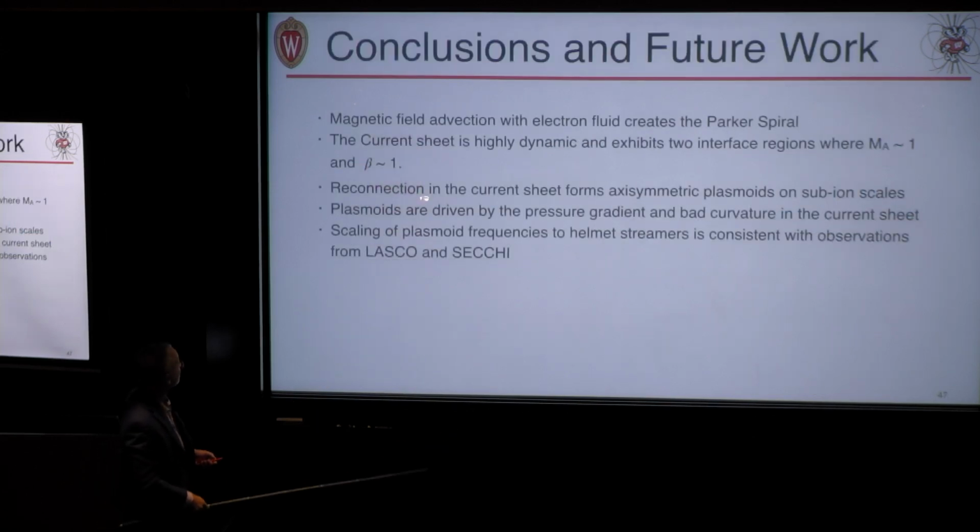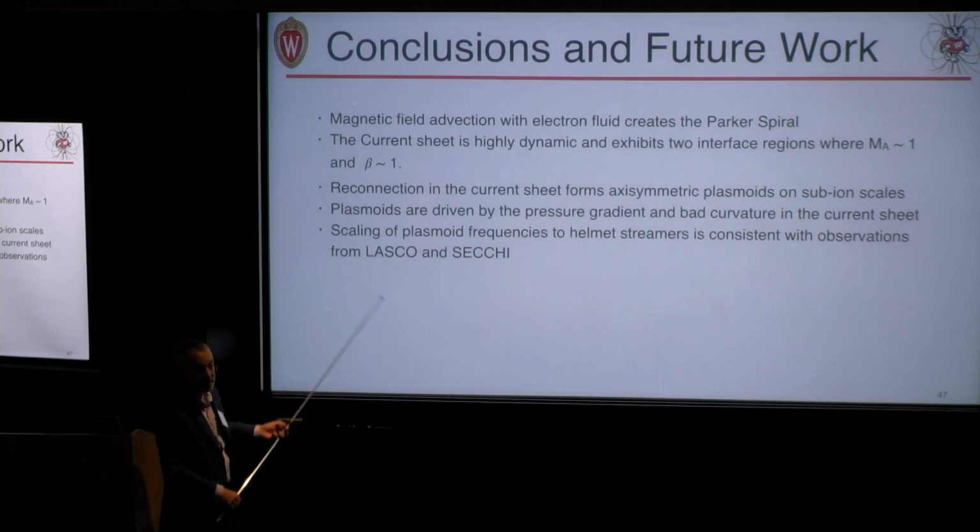And with that, just summarizing here, we've created a Parker spiral. We have a current sheet at very high beta and high Alfvén Mach number that becomes dynamic and transitions to turbulence. There's reconnection on the sub-ion scales. These plasmoids are driven by the pressure gradient and bad curvature, and it seems to be consistent with observations.